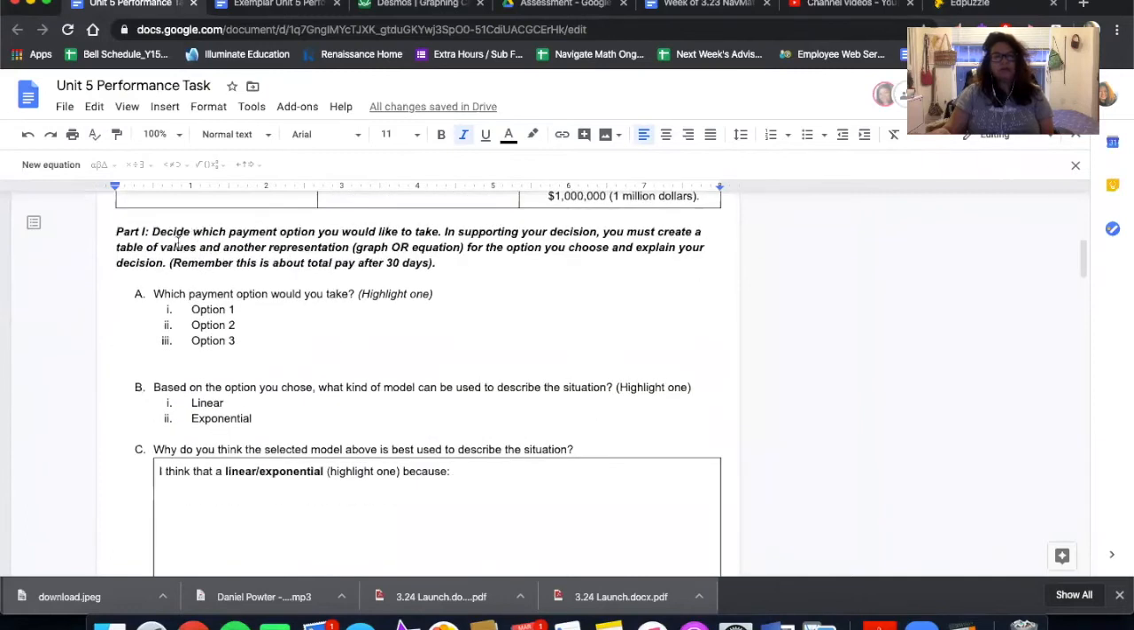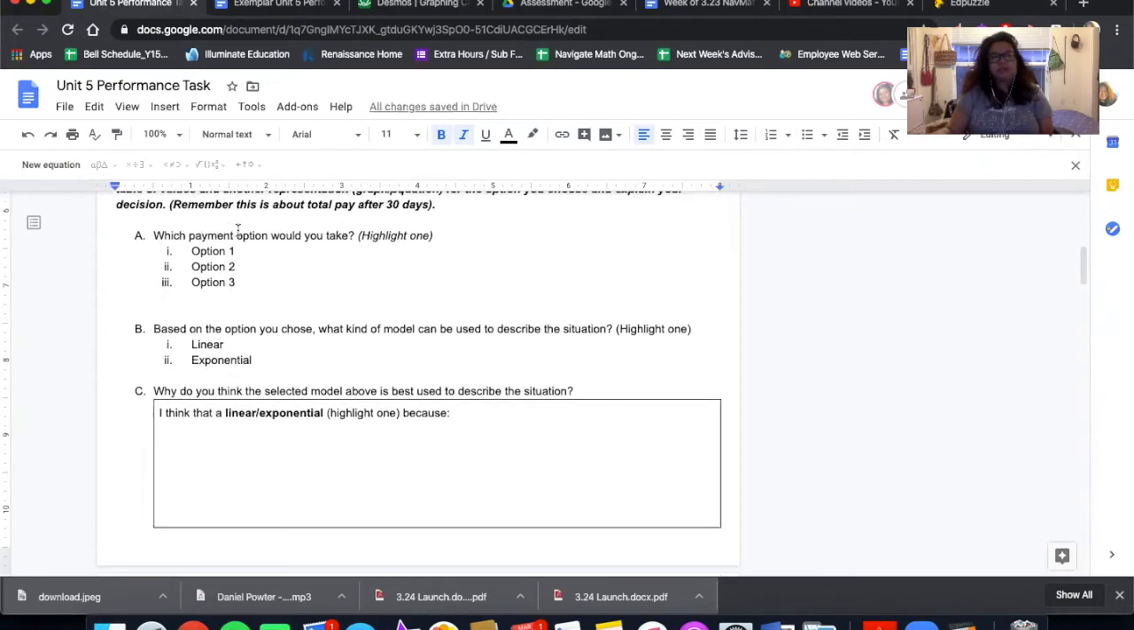Part 1 asks you to decide which payment option you would like to take. In supporting your decision, you must create a table of values and another representation of the situation. So you're going to be creating both a graph and an equation for that situation that you choose, and explain your decision. Remember, this is about the total pay after 30 days. So we're not looking at what it is over time. We're just looking after 30 days, how much are you going to make?